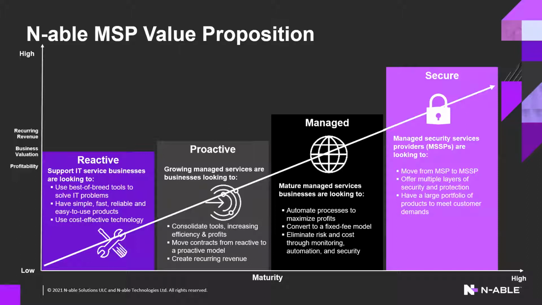As we evolve and move to the right, the maturity level of the MSP increases, and we reach the third category, which is the managed service provider. Managed service providers are characterized by automated processes to maximize profit, because it is crucial for any MSP to be efficient in their process and in their work in order to increase profitability by reducing the cost. They convert the fixed fee model into a subscription model. They eliminate the risk of cost through monitoring and automation.